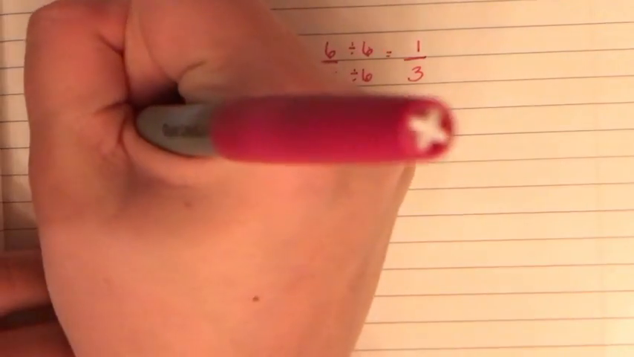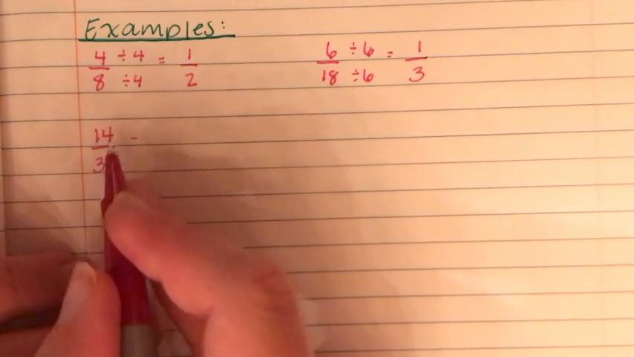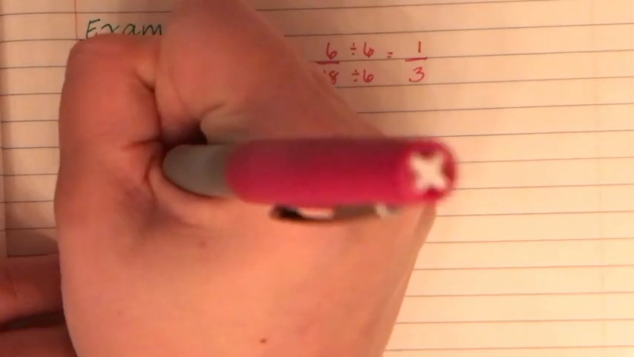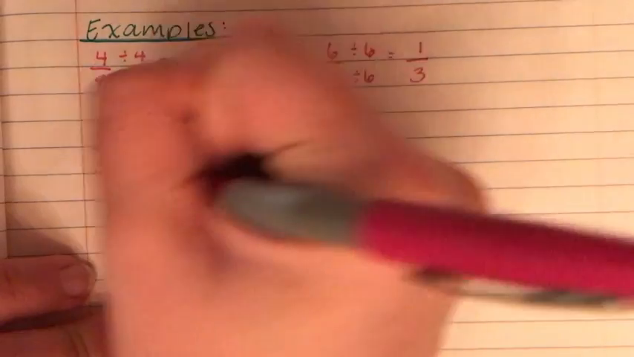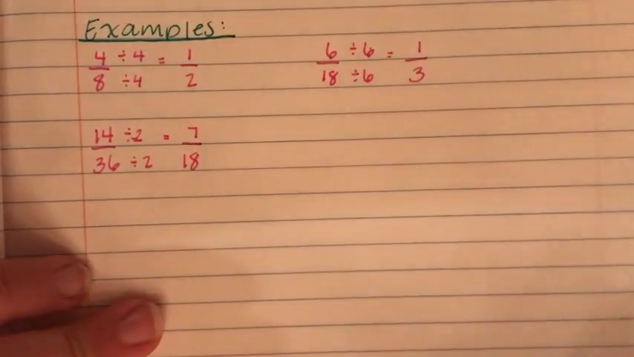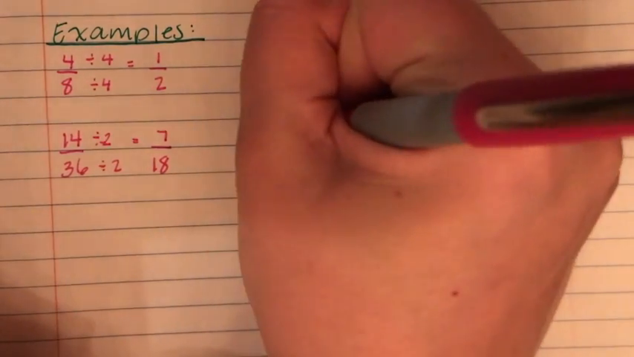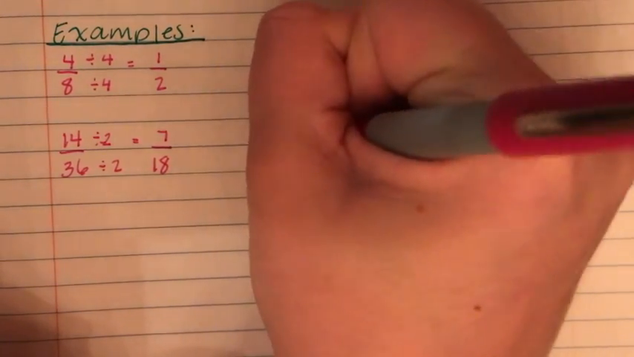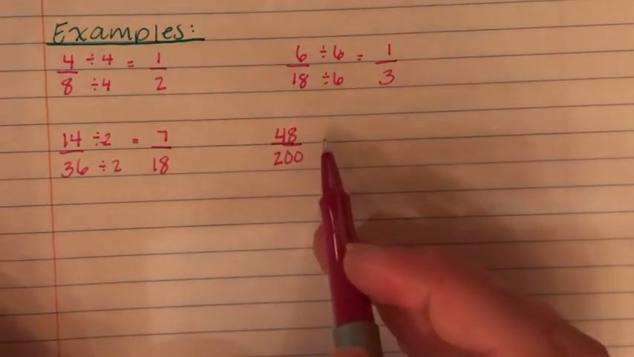Okay, let's do 2 more. Let's do a harder one, 14/36. So I see for both of these that 2, because they're both even, 2 is a factor, which, let's see, 14 divided by 2 is 7, and 36 divided by 2 is 18. Okay, let's do a pretty hard one. Let's say I get 48/200. Now, in all of these, I only divided once, but you don't have to do it that way.